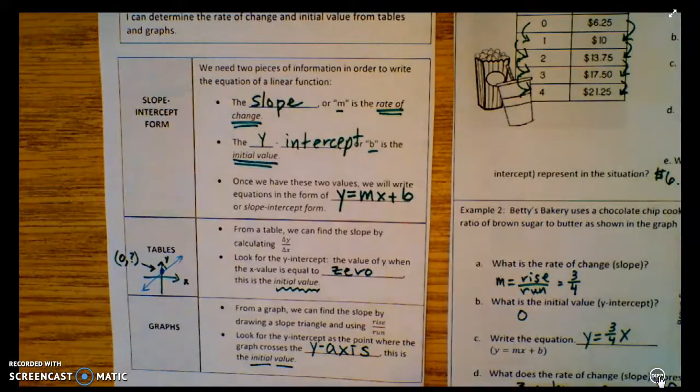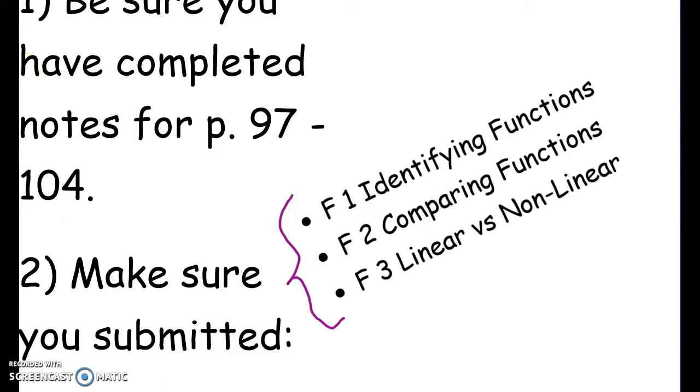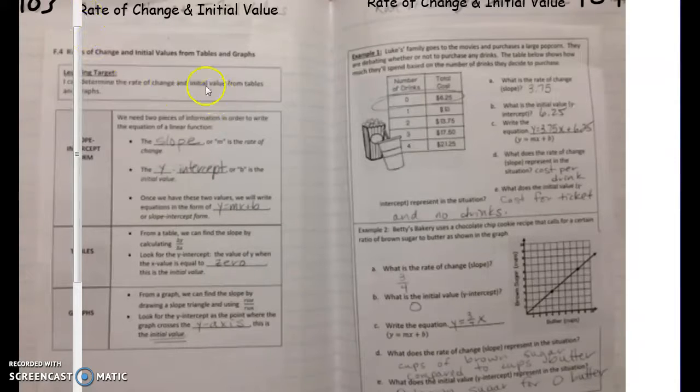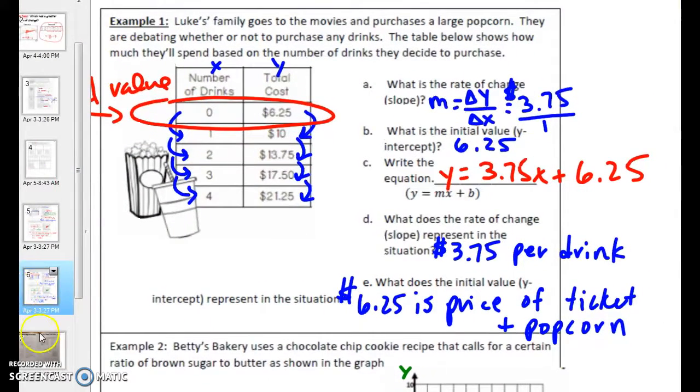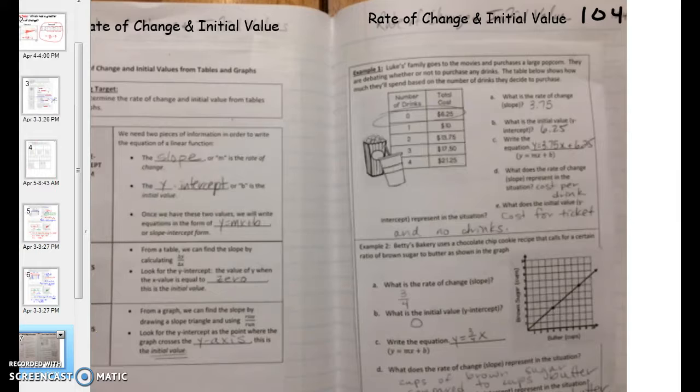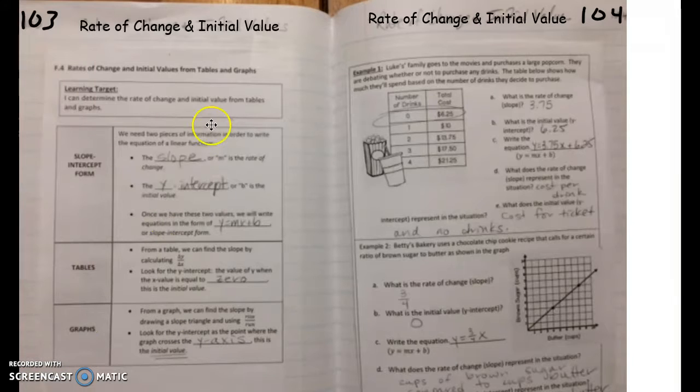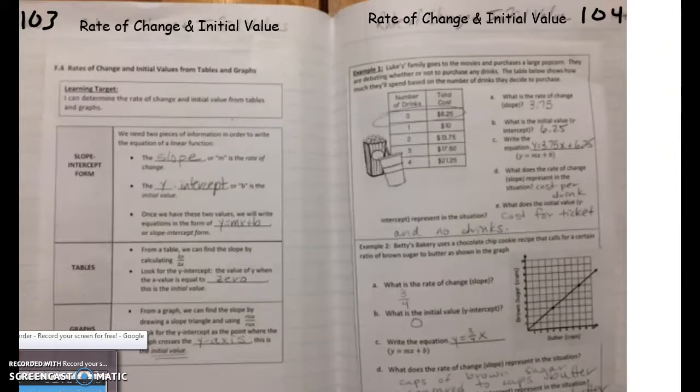So your job is to put this in your notebook. I believe we're up to page, let's see if I can find it. I think you're up to 103 and 104. And if I go back to the right page to show you, this is what it should look like when you tape both sides down. There's your title, rate of change, and initial value. And then you have an assignment to work on that lets you practice this topic.